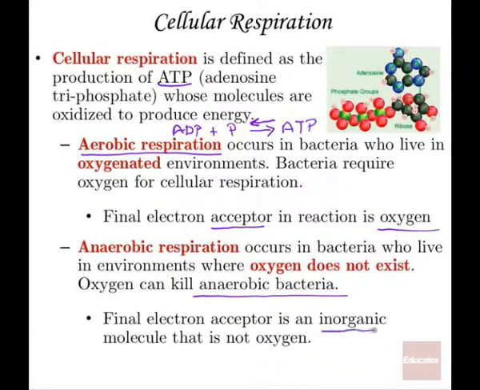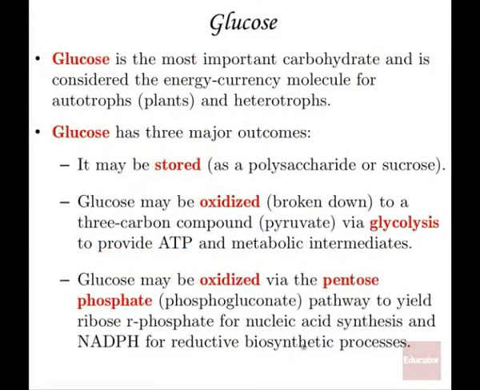So the electron acceptor in that particular situation is not oxygen. Glucose, again, is the energy currency molecule of life, and it's the currency molecule for both heterotrophs and autotrophs. Glucose has 3 major outcomes. It can be stored, it can be oxidized. Now remember, what does oxidize mean?